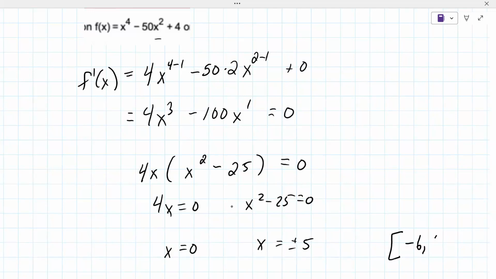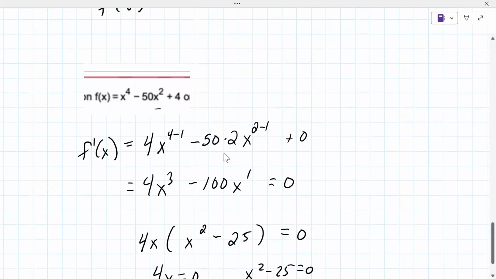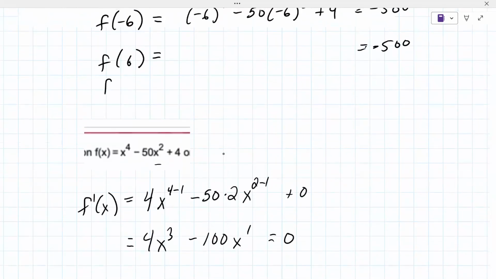And just like the previous problem, you have to check: are those numbers in the interval? Yes, they are, so you're okay. All right, so now we have to check each of those back in the original. We have to find f of -5, f of 5, and f of 0.